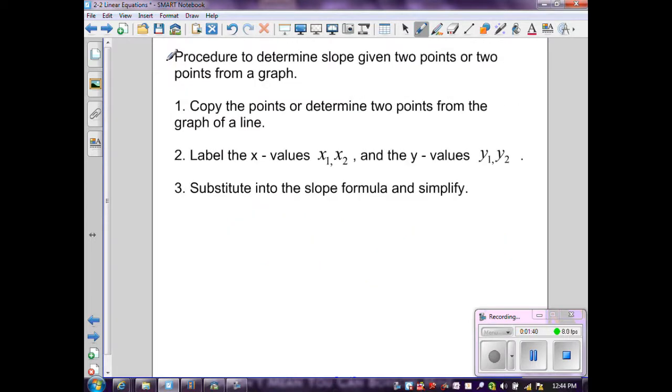Here's the procedure to determine slope given 2 points or 2 points from a graph. Number 1, we want to copy the points or determine 2 points from the graph of a line. Number 2, label the x values x sub 1, x sub 2, and the y values y sub 1, y sub 2. Number 3, substitute into the slope formula and simplify.